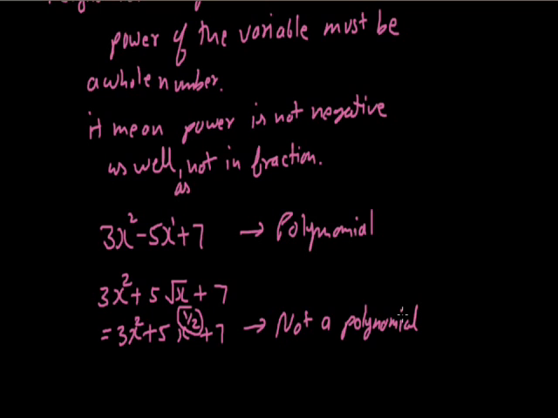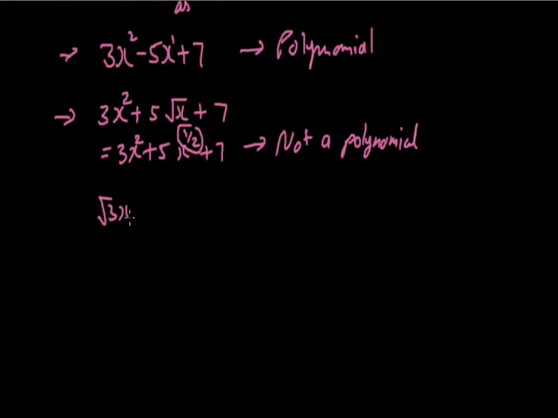Let's take one more example. Is it a polynomial? Here we only have to concentrate on the powers of x, not the constants. We don't consider root 3 because it is a constant. We have to see the powers of the variables only. Here the power of the variable is 2, here it is 1, so it satisfies our condition, so it is a polynomial.